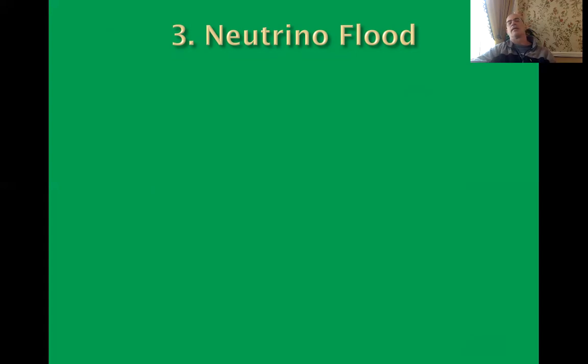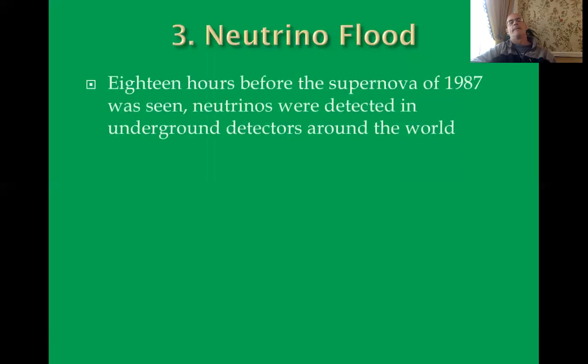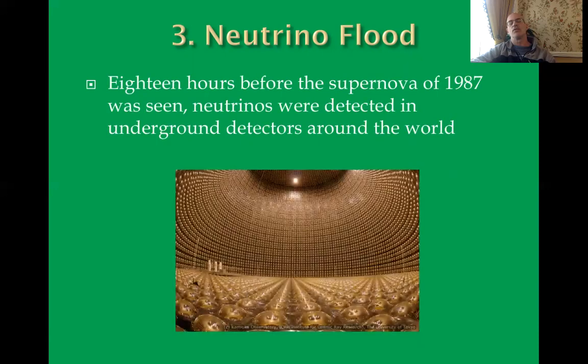All right, the next evidence that we have that supernovas exist is called a neutrino flood. Basically, 18 hours before the supernova of 1987 was seen, neutrinos were detected in underground detectors around the world. Now, we talked a little bit about neutrinos a while ago, and we said that these particles are so light that they can pass through the entire Earth without even coming into contact with any matter.